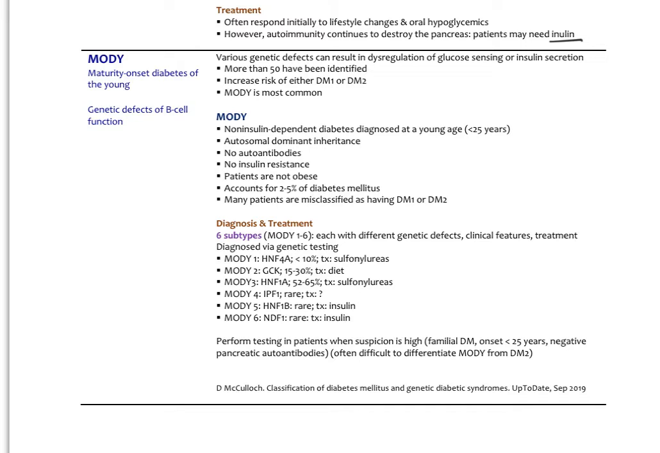Basically there's a dysregulation in the glucose sensing or insulin secretion from the beta cells. More than 50 have actually been identified. Again, clinically, we usually look at 6 or 7. MODY will increase the risk of type 1 or type 2 diabetes, depending on the type of MODY. And MODY1, I should say, is the most common.